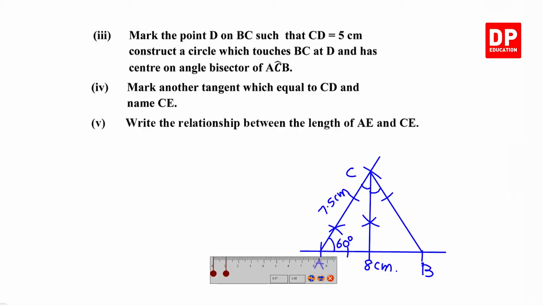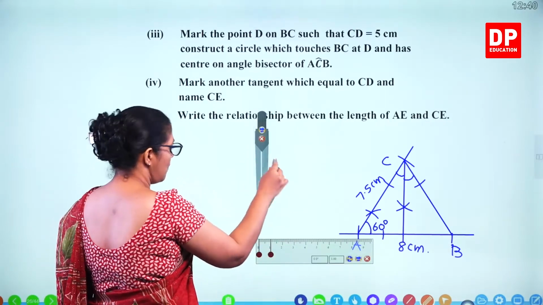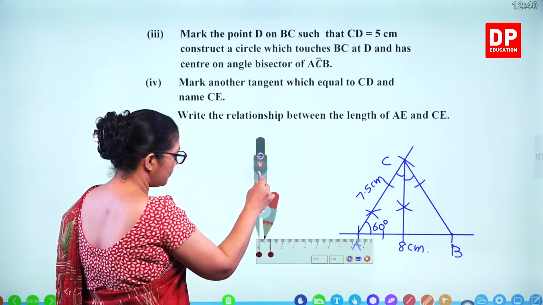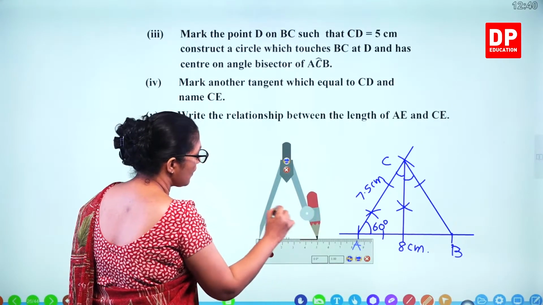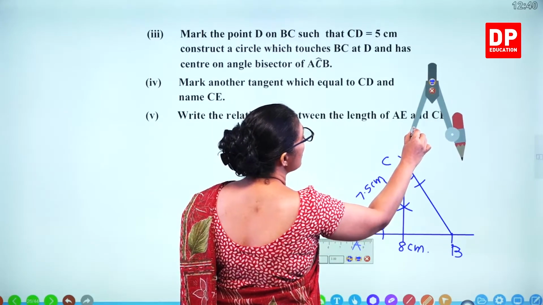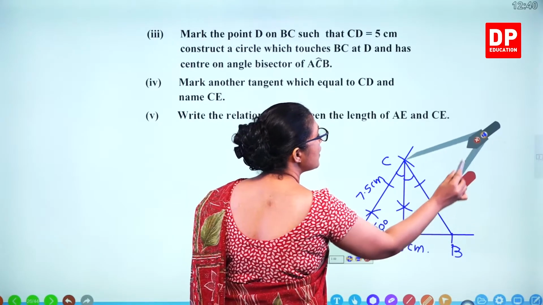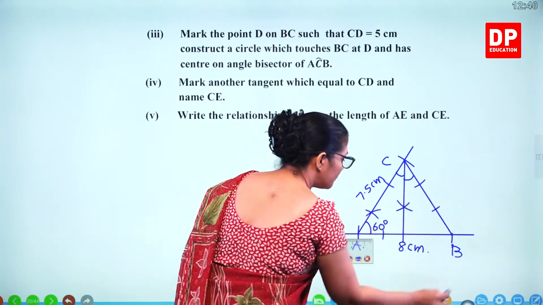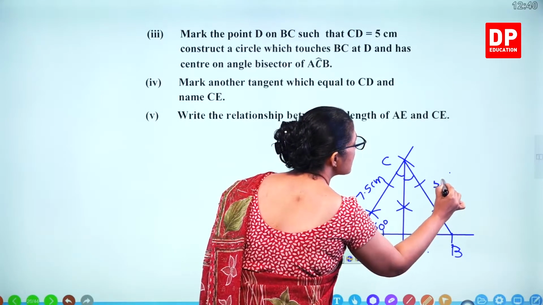Part 3, mark the point D on BC such that CD equals 5 centimeters. So take the compass, and we need a 5 centimeter length now. And then from C, you can mark the D point on BC. So this is the D point. So this is D, 5 centimeters.